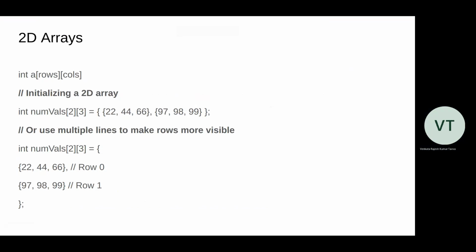Print a of i comma j. Not comma, a of i j. Okay, you should write like this: the indices 2 and 3 separately, in separate brackets. You don't write 2 comma 3. That will give an error.